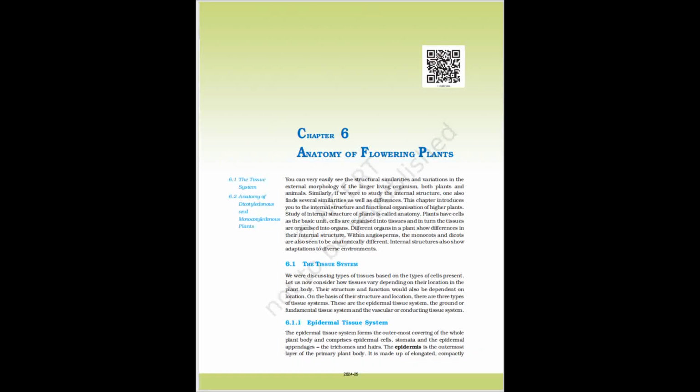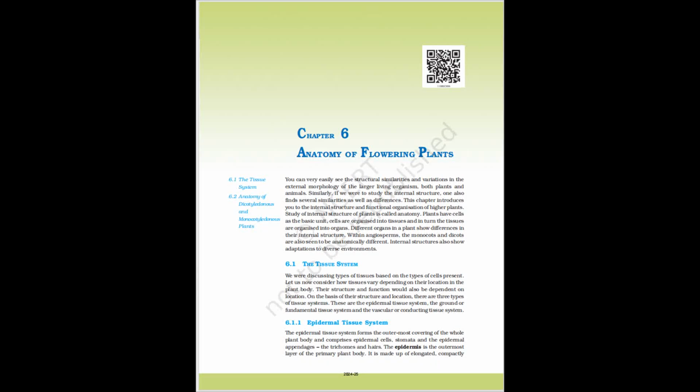Assimilation of food and its storage, transportation of water, minerals and photosynthate, and mechanical support are the main functions of tissues. There are three types of tissue systems: epidermal, ground and vascular. The epidermal tissue systems are made of epidermal cells, stomata, and the epidermal appendages. The ground tissue system forms the main bulk of the plant. It is divided into three zones: cortex, pericycle, and pith.